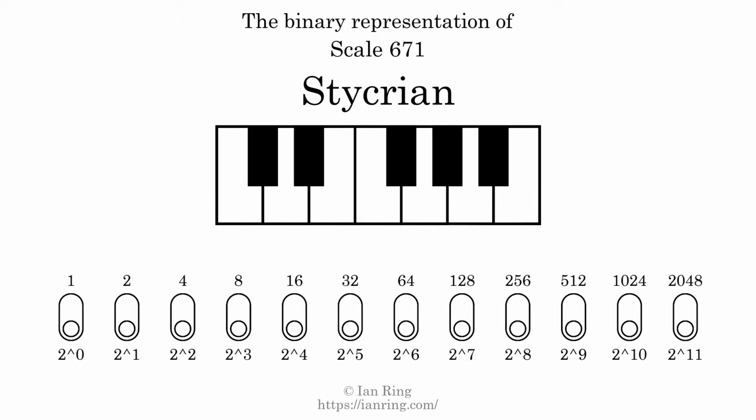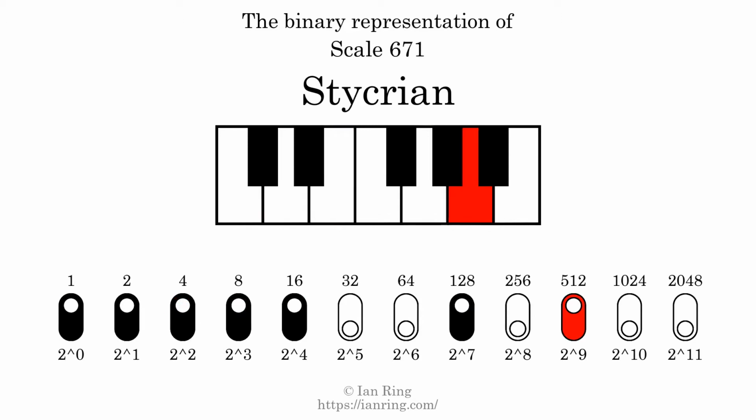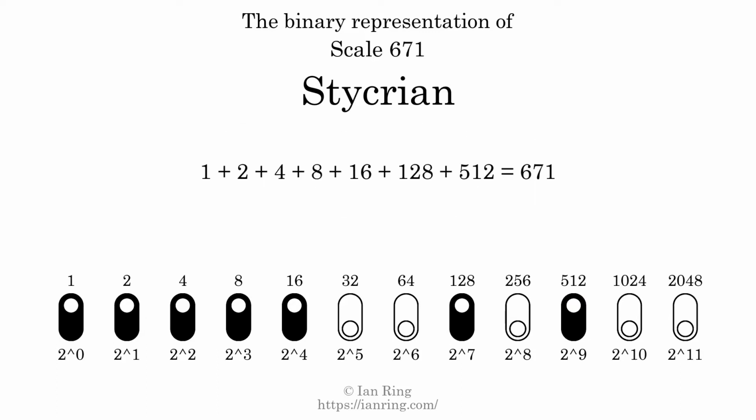The binary representation of this scale is determined by mapping tones of the scale to binary digits. Each binary digit represents a power of 2. To get the scale number, we add the powers of 2 together. The powers of 2 that are present in the scale, all added together, equals 671. That is why the scale number, in decimal, is 671.